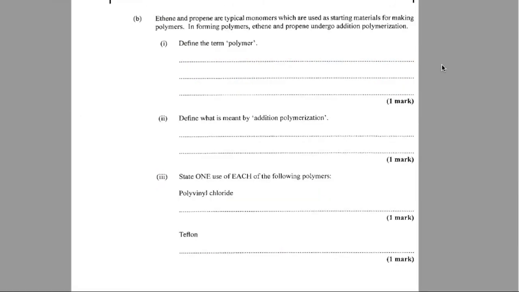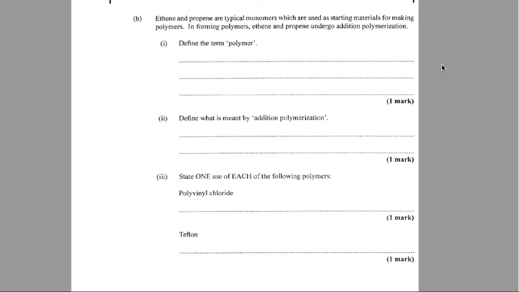Part B. Ethene and propene are typical monomers which are used as starting materials for making polymers. In forming polymers, ethene and propene undergo addition polymerization. Part 1. Define the term polymer.